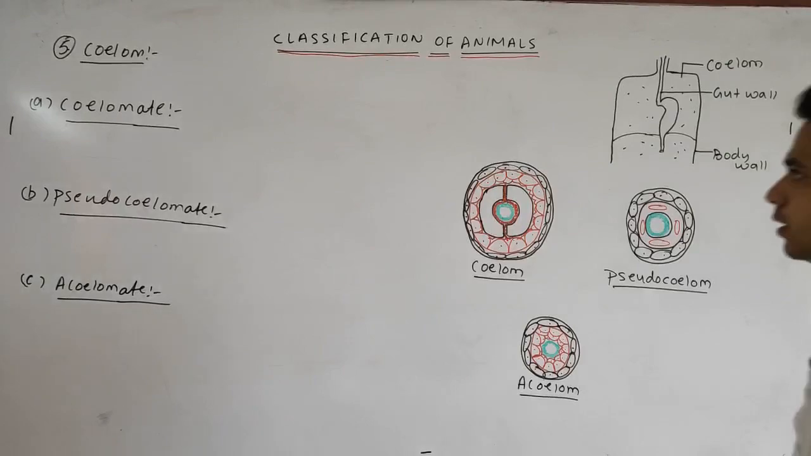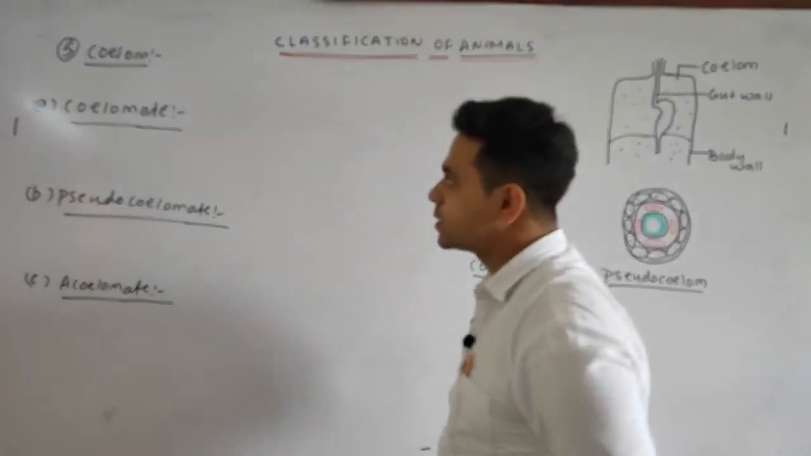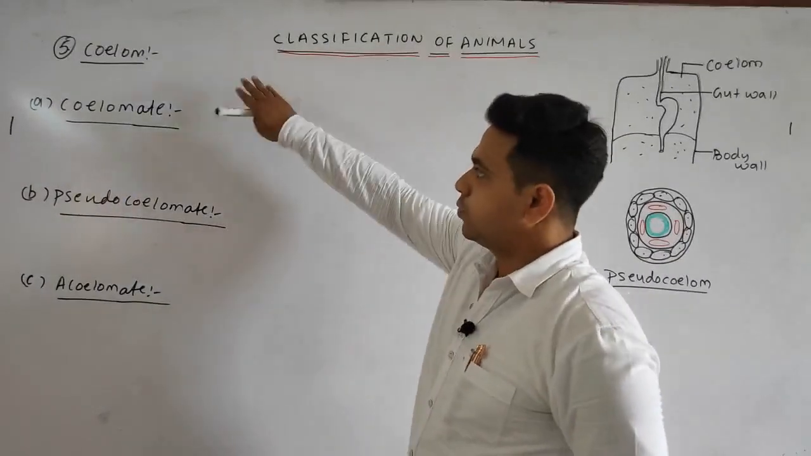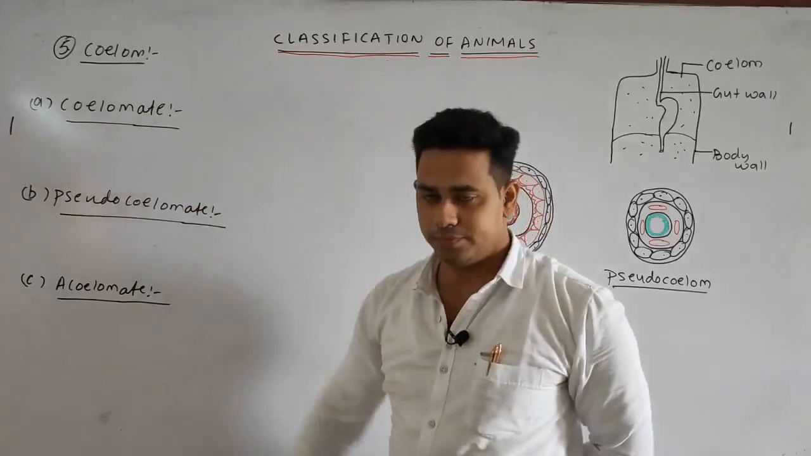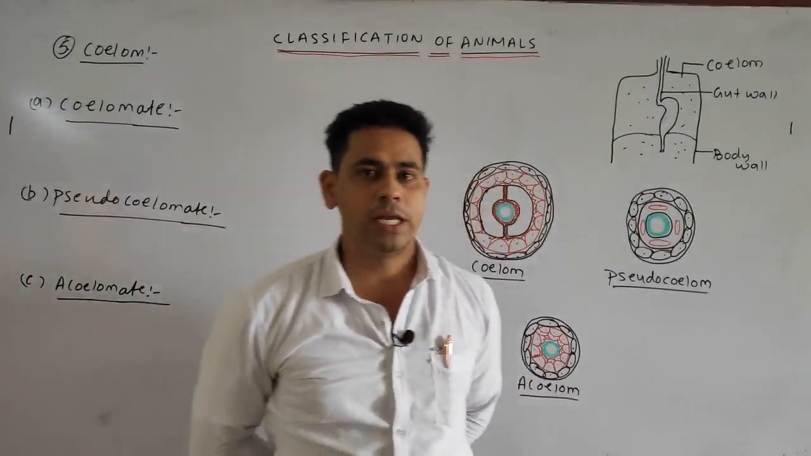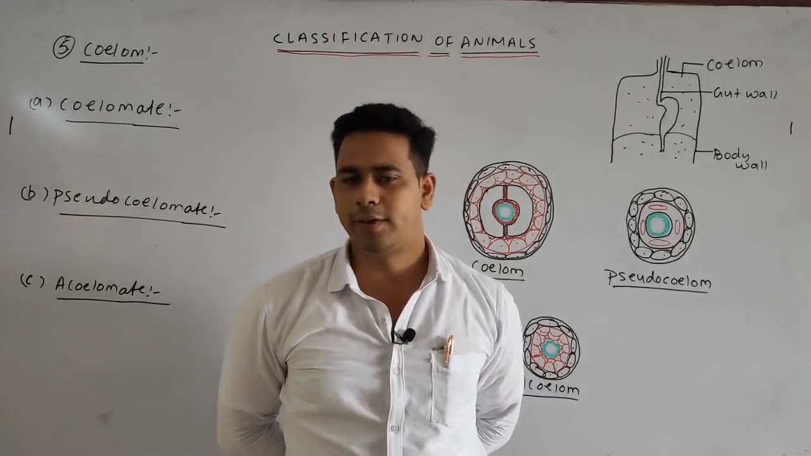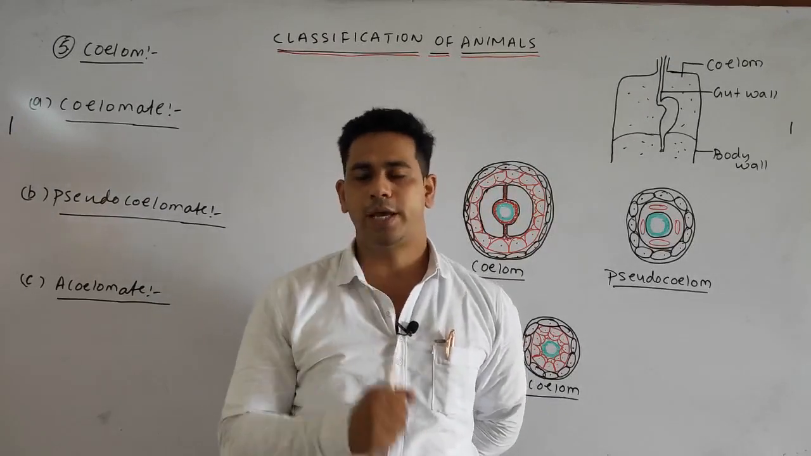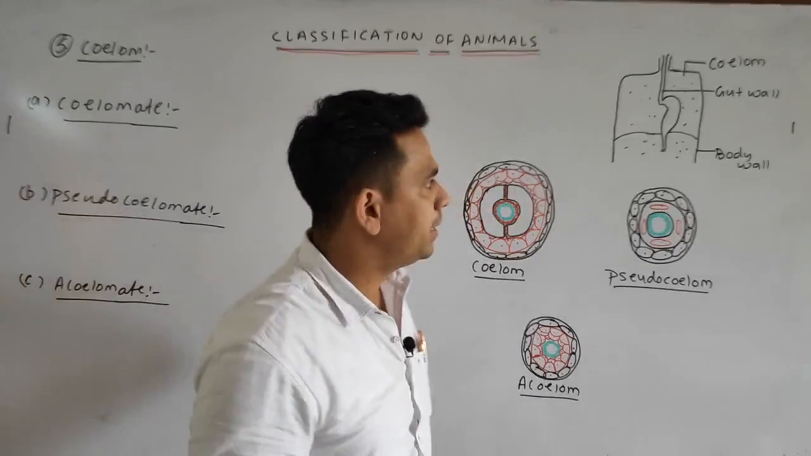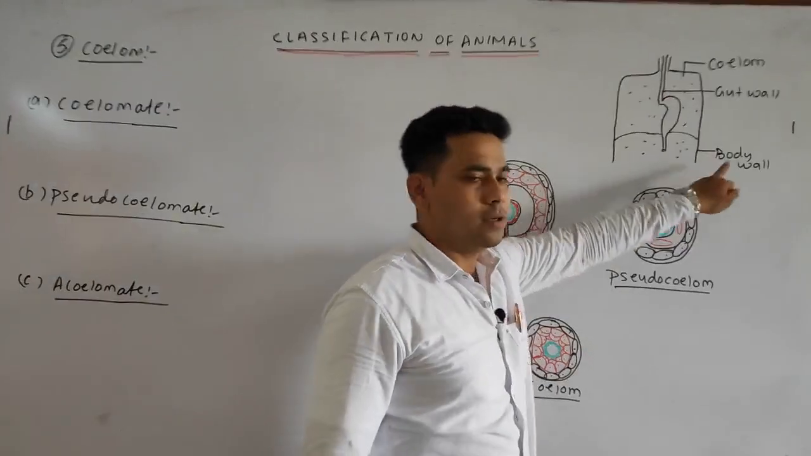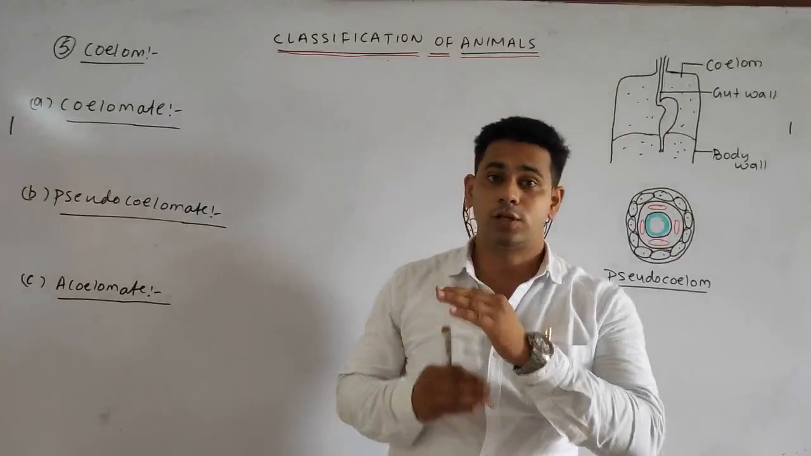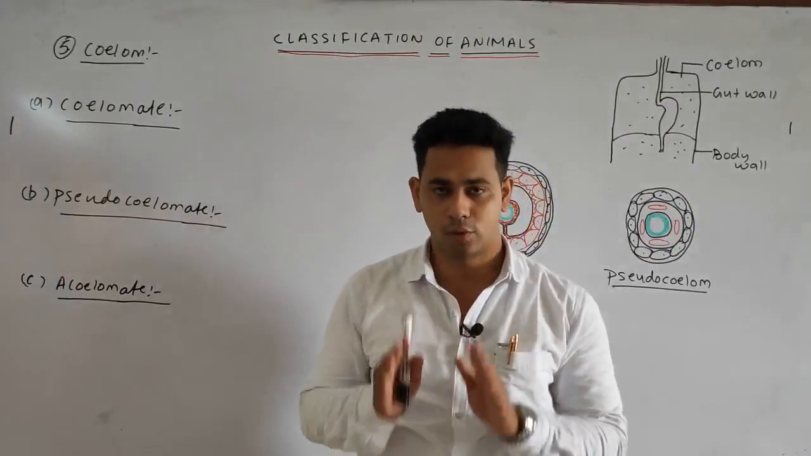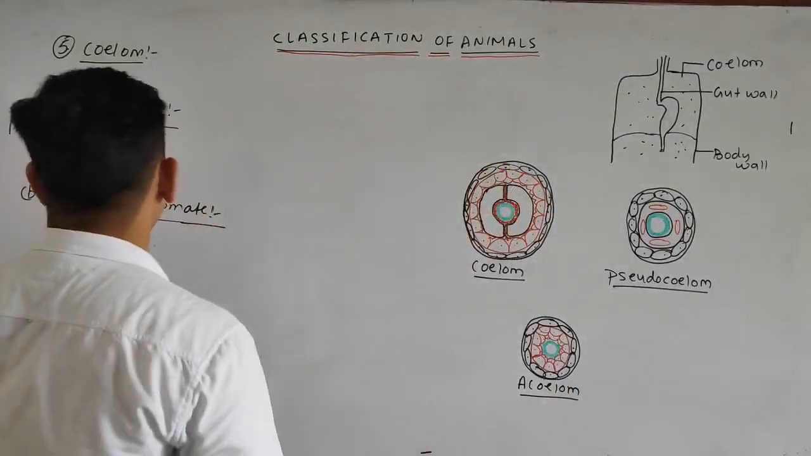Students, next we will discuss our next classification of animals, which is very important, that is the coelom. What does coelom mean? Simply we can say it is a body cavity. It is a body cavity present between the gut wall and the body wall, which is further lined by the mesoderm. First I am writing, then I will make you understand.